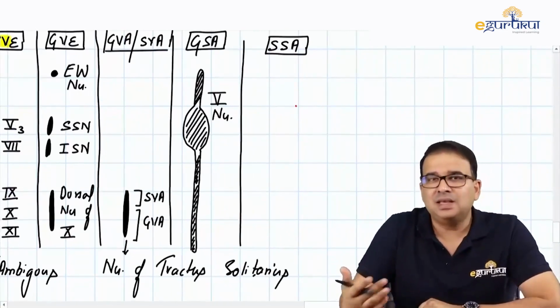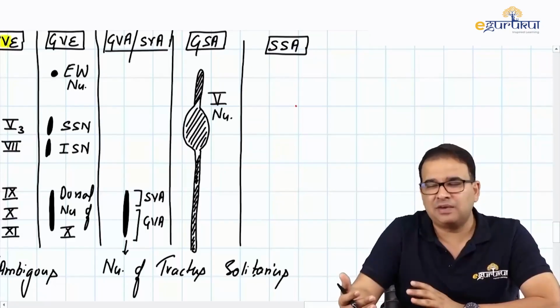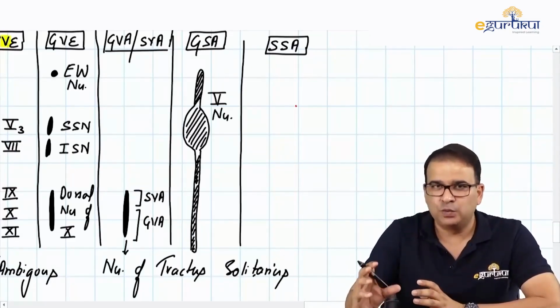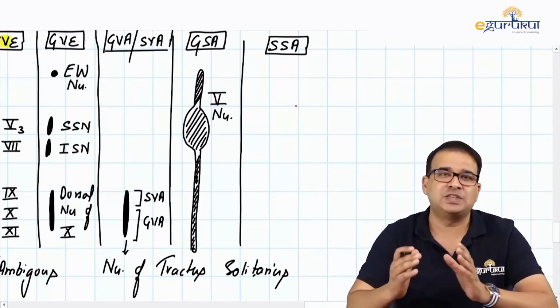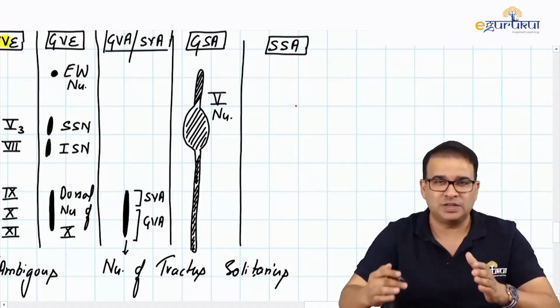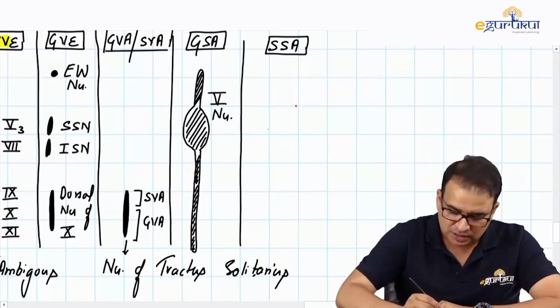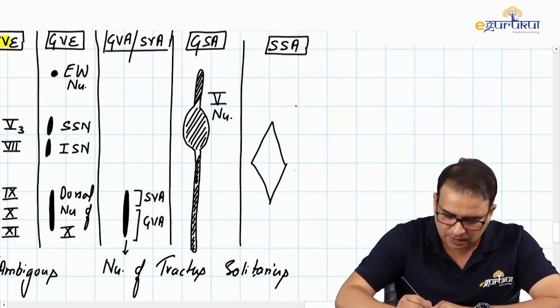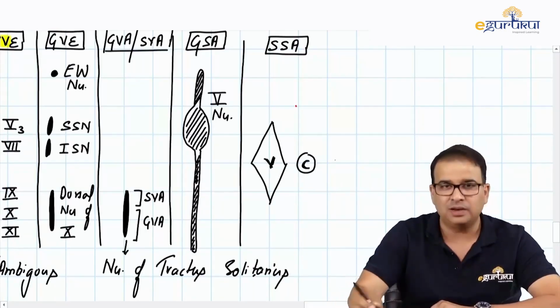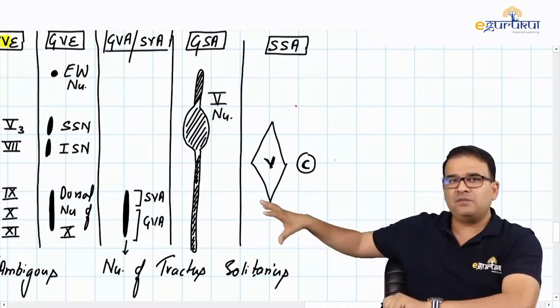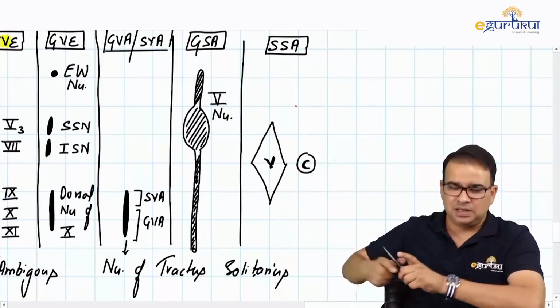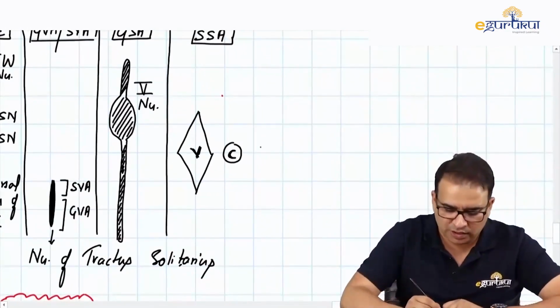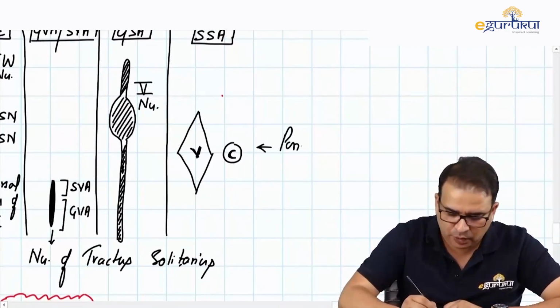What is the last column, guys? SSA, special somatic afferent. We already said the nuclei which come under SSA are the vestibular and the cochlear nuclei. I'm just writing V and C here. The V represents vestibular and C represents cochlear. Where are they located? Somewhere at the pontomedullary junction. Just remember this: the location of the vestibular and cochlear nuclei is at the pontomedullary junction.